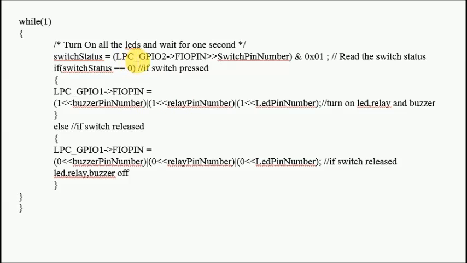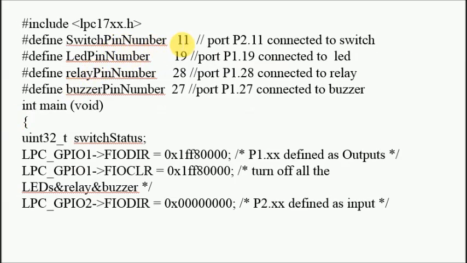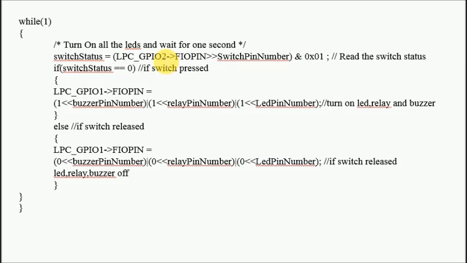So here LPC underscore GPIO2 indicates the processor and GPIO indicates the general purpose input output port 2, and in that we are selecting the input output pin, the actual pin, and here the pin number we should specify. So this is the pin number, this is the port. So port 2 pin number. Already we have defined the pin number here. The switch pin number is 11. So here it indicates the port 2, it indicates the 11, and here we have to read the status of the switch. So if switch status is 0, then key is pressed.